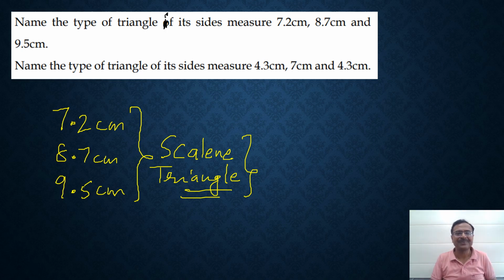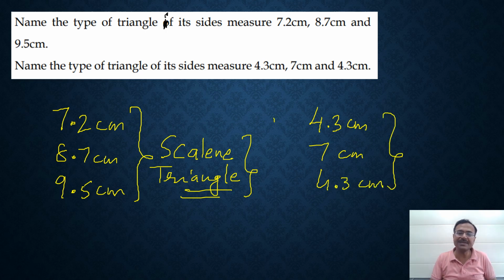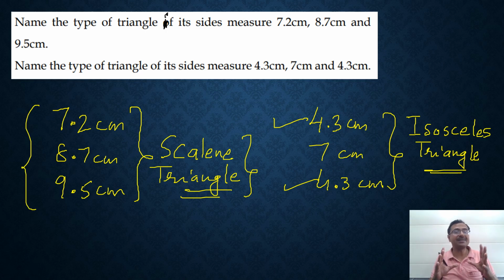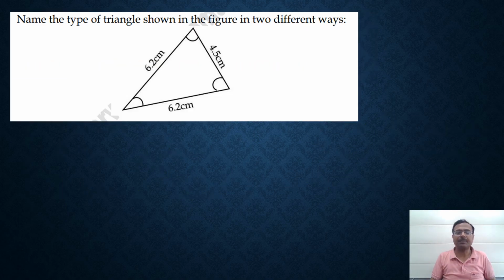Name the triangle. The second one indeed is different. 4.3 centimeters, 7 centimeters and 4.3 centimeters. Can you see two of the sides are equal? And whenever two sides of a triangle are equal, then it is known as an isosceles triangle. An isosceles triangle has the property that its two sides are equal and therefore its two angles are also equal. In a scalene triangle, all the three angles are also different.